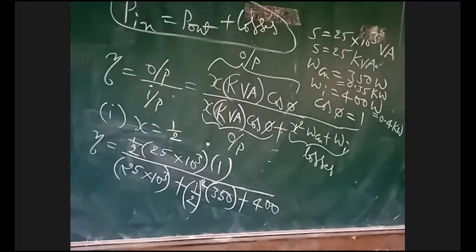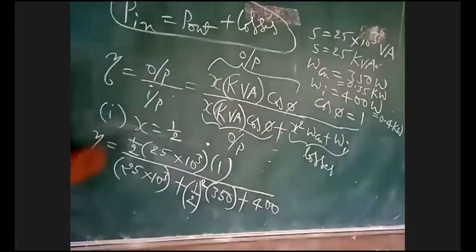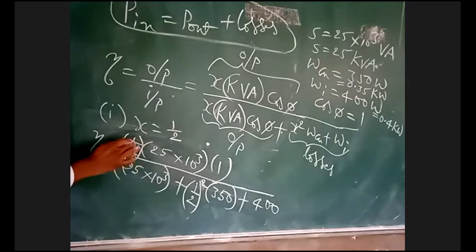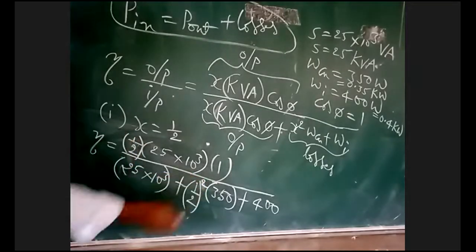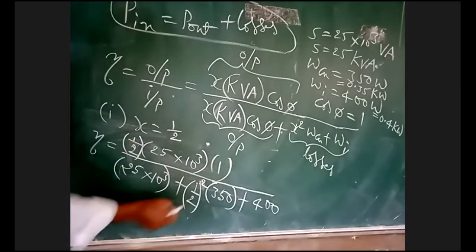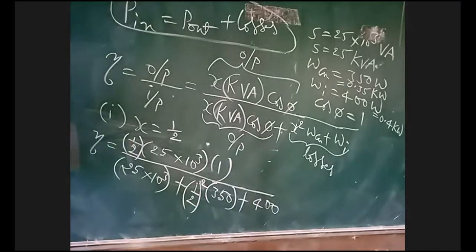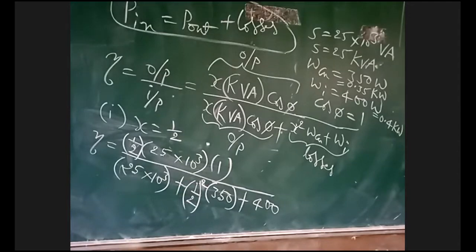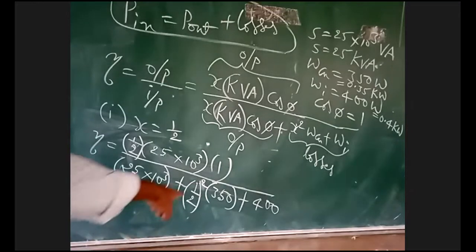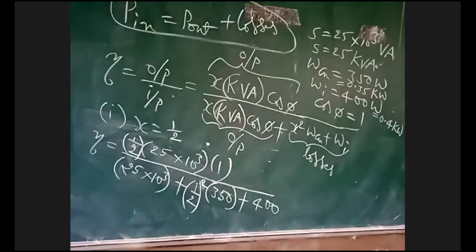Now see here, I am taking x is equal to 1 by 2. Here also x is equal to 1 by 2. 1 by 2 whole square means 1 by 4. Copper loss will take 1 by 4 into 350. Here it is 1 by 2 whole square, that is 1 by 4.